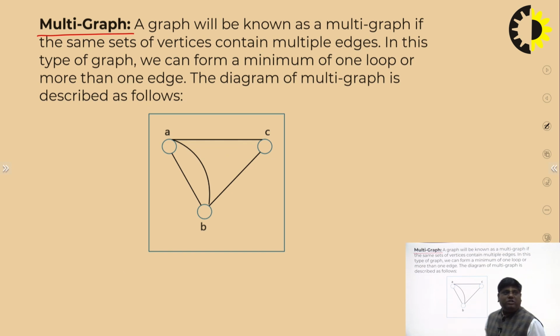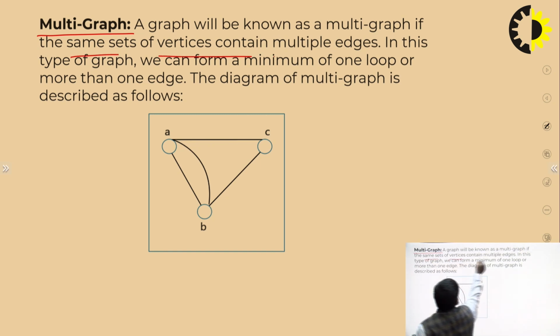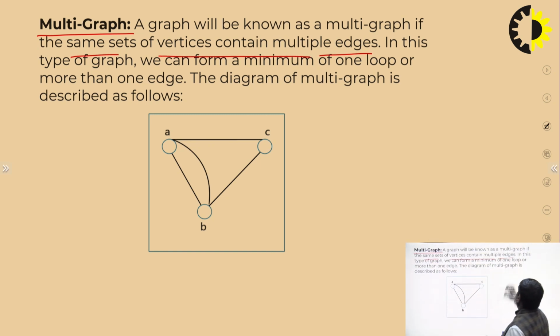A graph is known as a multi-graph if the same set of vertices contains multiple edges in this type of graph. It means that between these two nodes there are two different relations, this one and this one, and that is an undeterministic type of relation between the two nodes, and undeterministic patterns are not implemented.